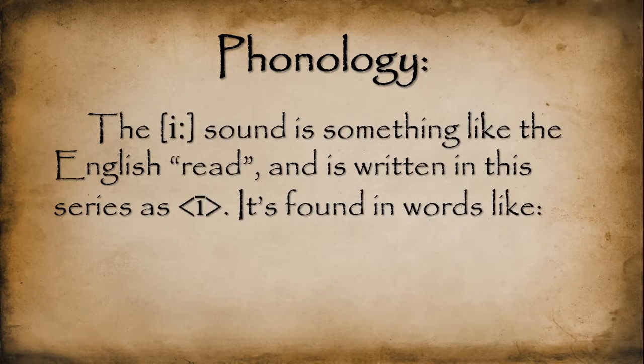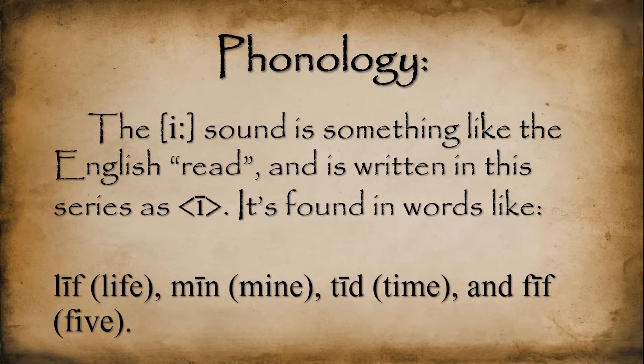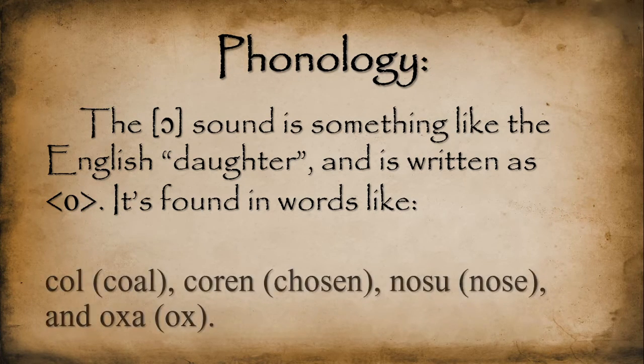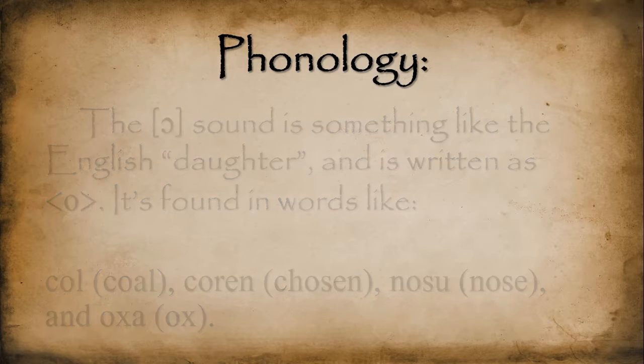The long I sound is something like the English read and is written in this series as I with a macron. It's found in words like lif, meaning life, min, meaning mine, tid, meaning time, and fif, meaning five. The short O sound is something like the English daughter, and it's written as simply O. It's found in words like col for coal, coren for chosen, nosu for nose, and oxa for ox.